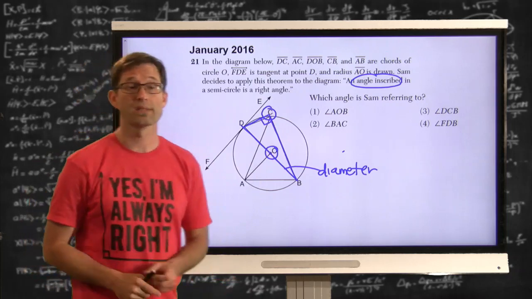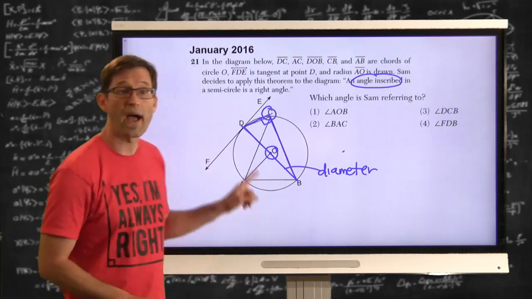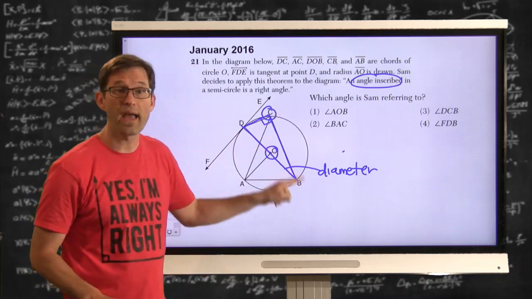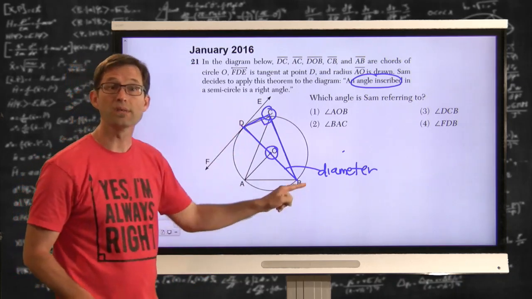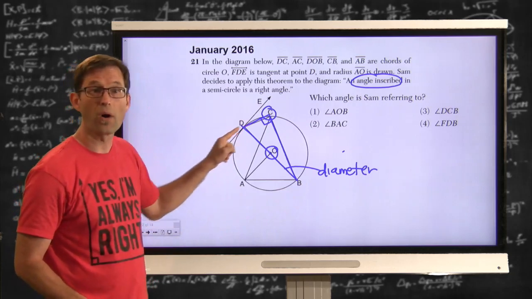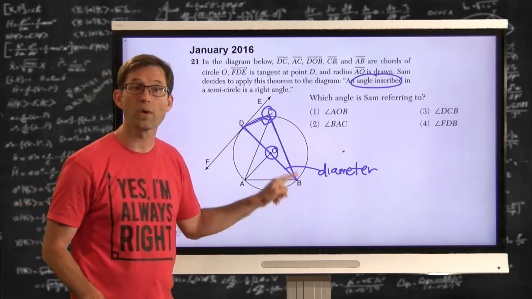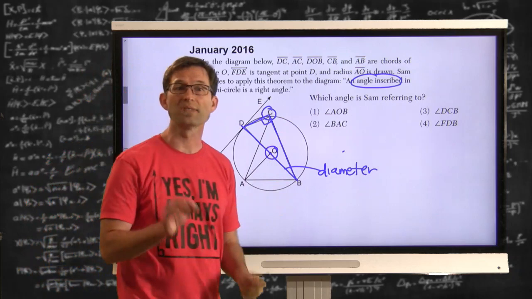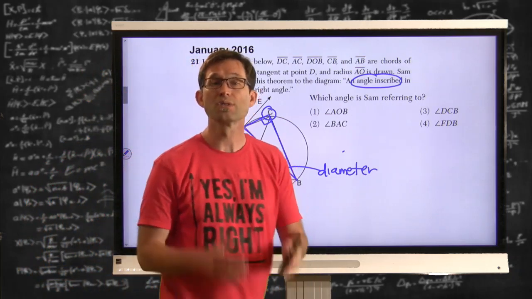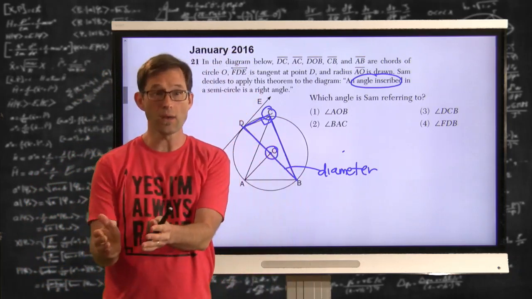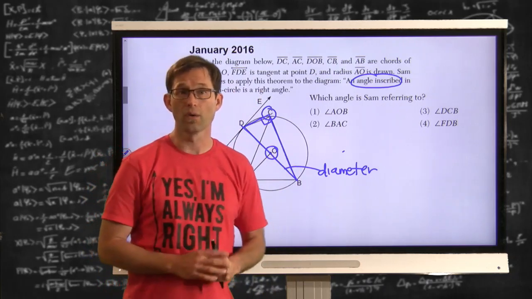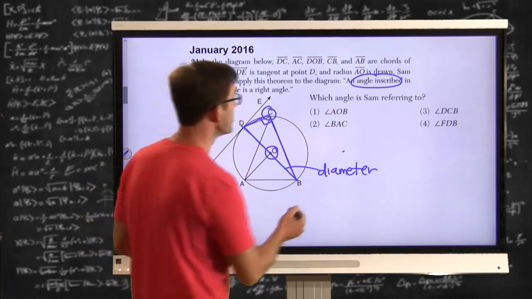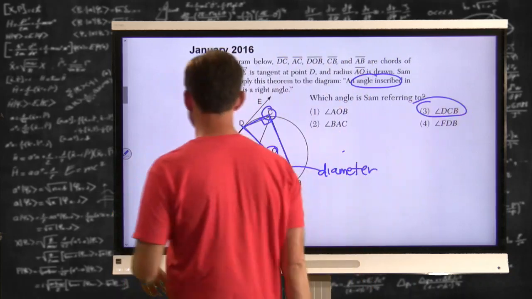By the way, the reason it has to be a right angle is that the arc this angle intercepts is DB, and since DB is a diameter, this arc must measure 180 degrees. Inscribed angles are always half of the intercepted arc. So since the arc it intercepts is 180, half the circle, half of that is 90 degrees. Anyway, the correct answer is DCB.